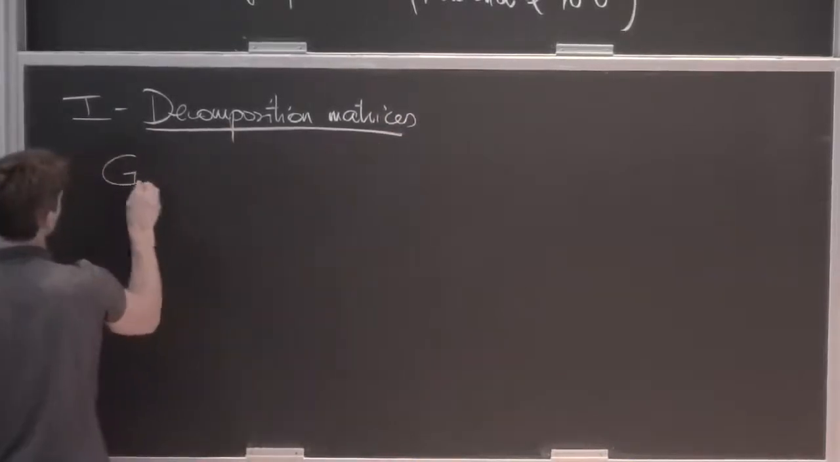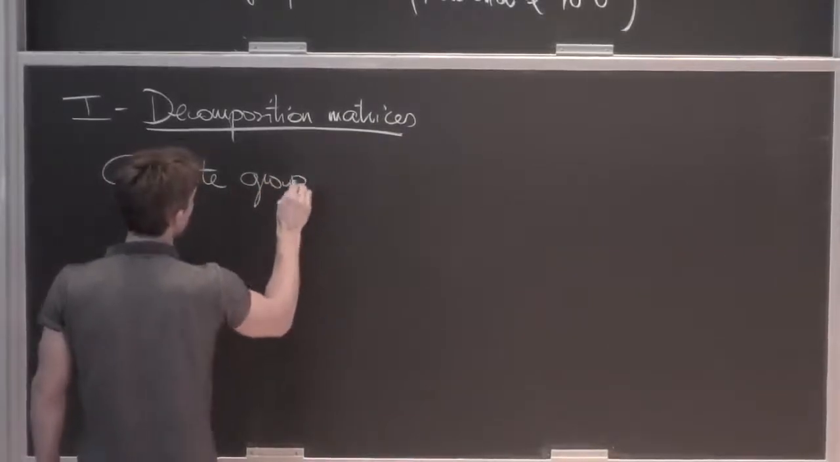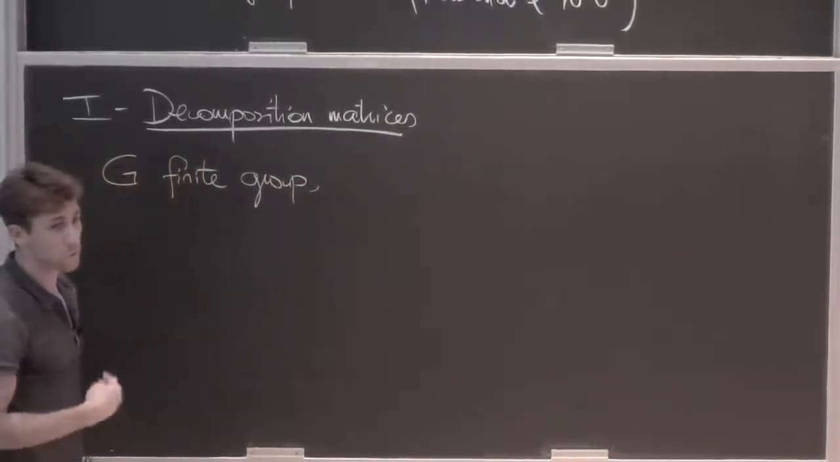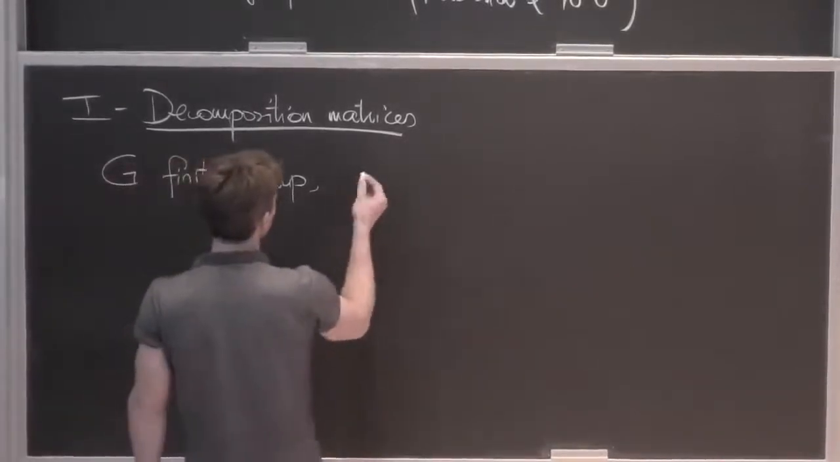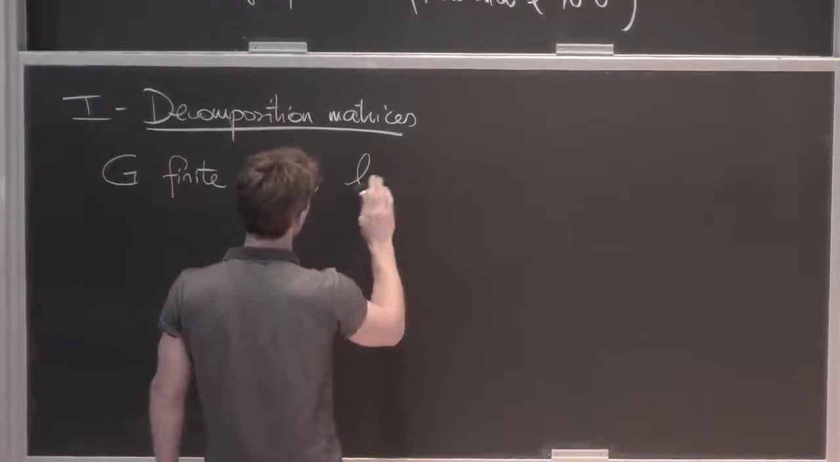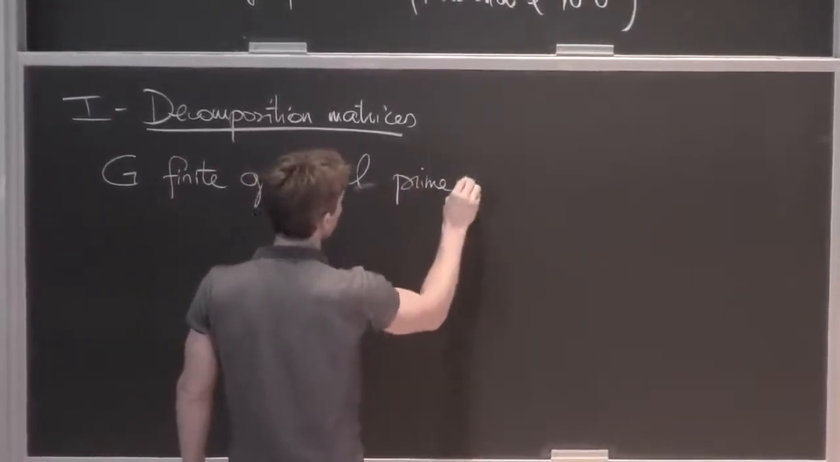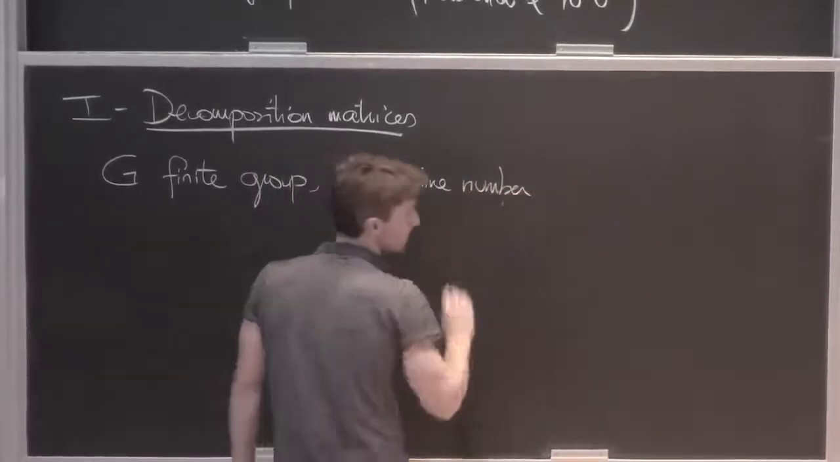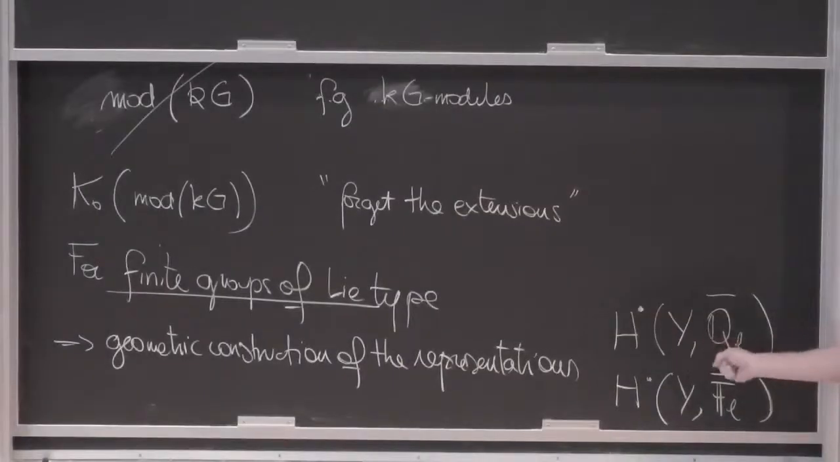So G will be my finite group, any finite group at the moment. And I have to fix a prime number which will represent the characteristic of the representations, the coefficient field. Unfortunately, I cannot use p. I have to use l as a prime number. This is because when you use this geometric construction, if you look at the cohomology over Q_p, usually it means really the equal characteristic. It's a different theory that I won't use.